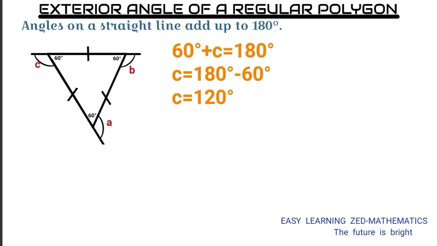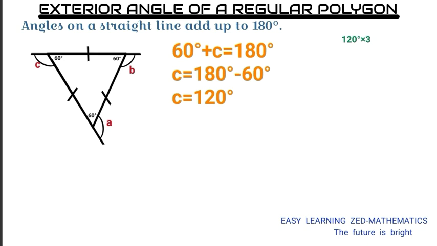Okay, so now what I want us to do is, on the top right side of the screen, we'll be writing the sum of exterior angles. So I'll be writing the sum of exterior angles on the right corner there. So I'm going to write 120 degrees times 3.